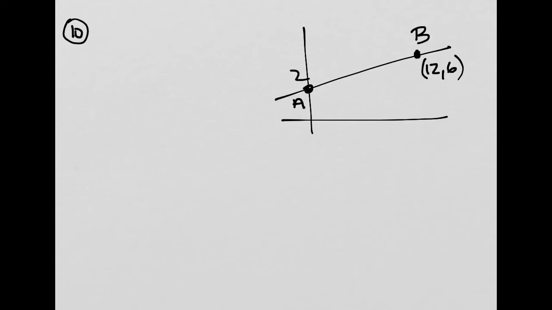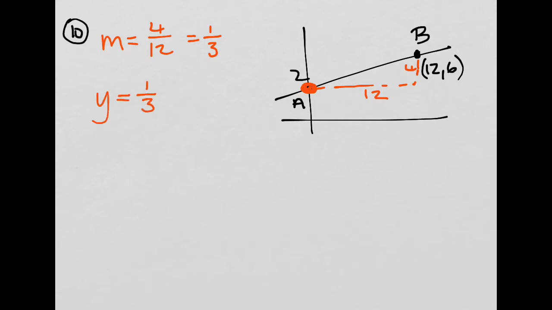Question 10, find the equation of the pipe. Well, first thing we need to do is work out the gradient. From the diagram, we know that we go 12 along and we go 4 up. So that tells me the gradient is going to be 4 over 12 or 1/3. Because I know that it goes through the point 2 here, then I know I can write down the equation straight away as y equals 1/3 x add 2. Okay, I don't need to do y minus b because I know the point on the y-axis. So there's your answer to your first question. y equals 1/3 x plus 2.